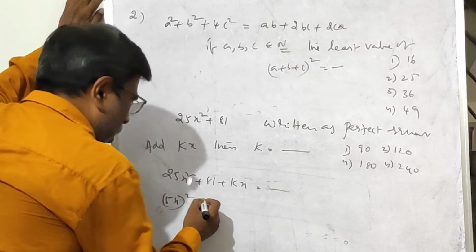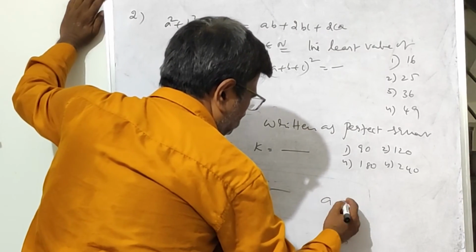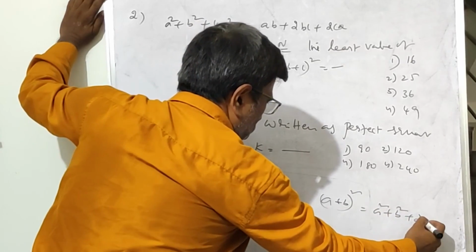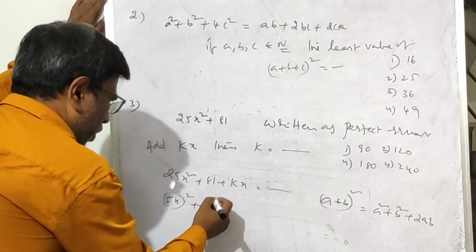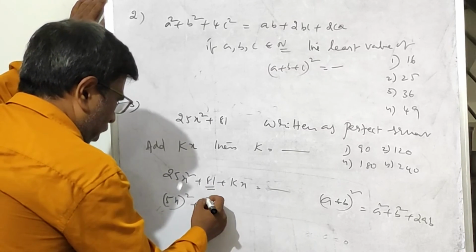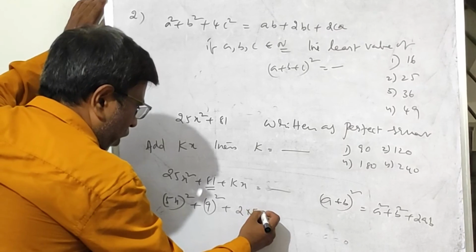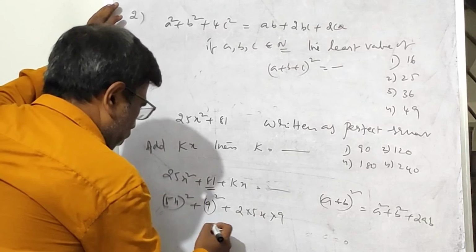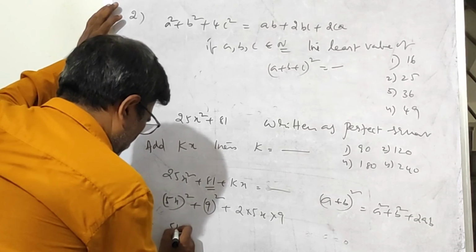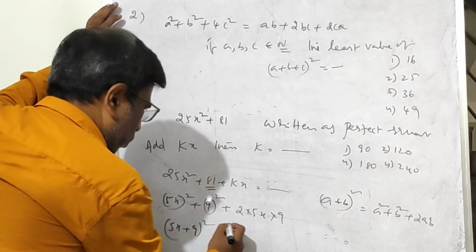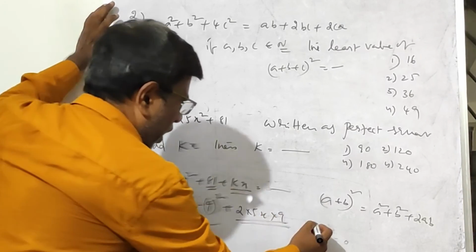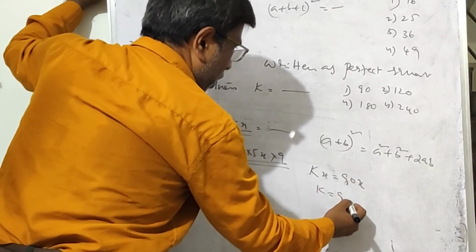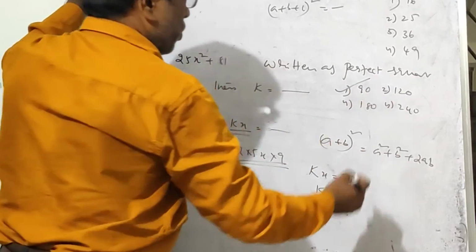This is a simple formula. What is the formula? (a plus b) whole square. A perfect square means (a plus b) whole square, which is a square plus b square plus 2ab. Here the second term is 9 square, and 2ab is 2 into 5x into 9. So this is (5x plus 9) whole square. This middle term must be kx. So kx equals 90x, and k must be 90. So the first option is the correct answer.